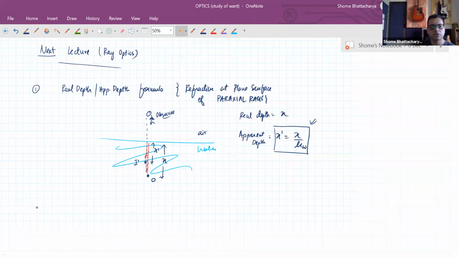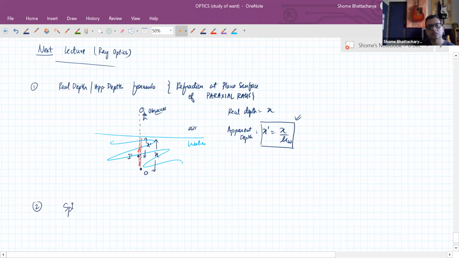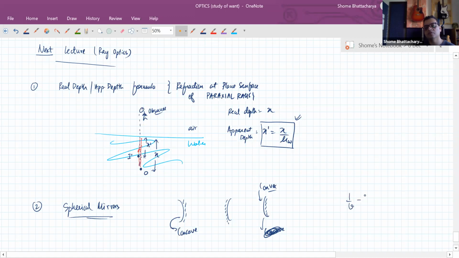And the next thing we'll go through is spherical mirrors. Okay. So convex and concave mirrors. This is concave, this is convex mirrors. So spherical mirrors and the UV formula, 1 by V plus 1 by U is 1 by F.